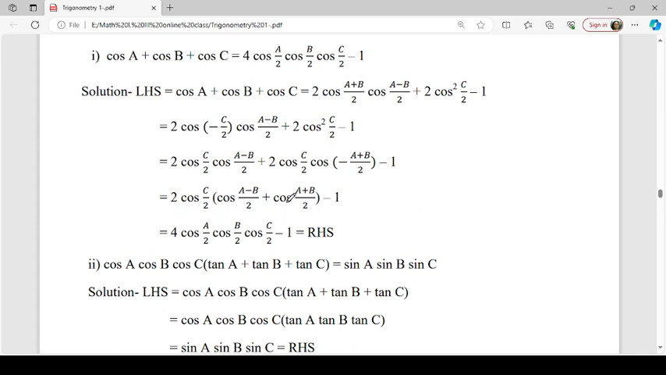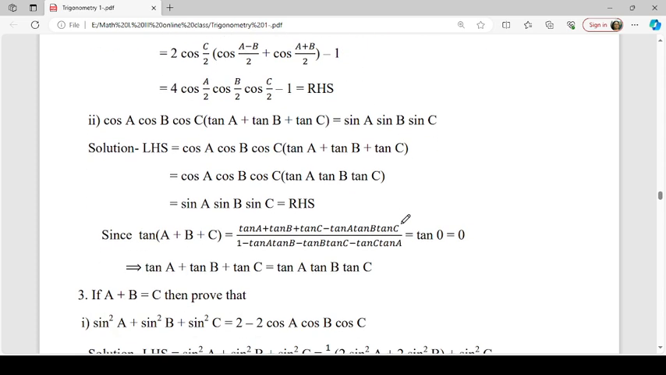And then it is again cos C plus cos D. Its formula is 2 cos of (C plus D) by 2 cos of (C minus D) by 2. This gives us cos A by 2 cos B by 2. So it is 4 cos A by 2 cos B by 2 cos C by 2. This is minus 1, and we get the right hand side. Then this one is cos A cos B cos C, tan A plus tan B plus tan C, this one. So this one, left hand side is cos A cos B cos C, tan A plus tan B plus tan C.